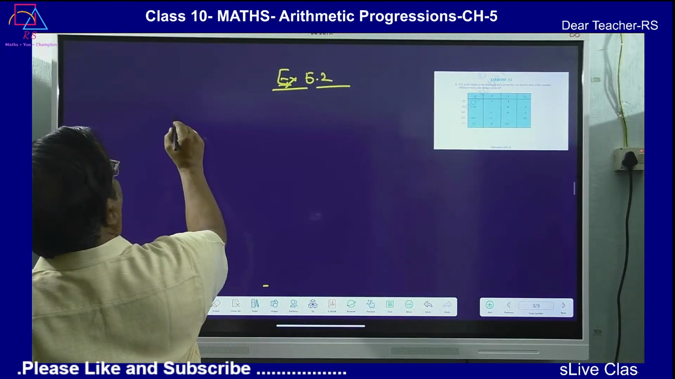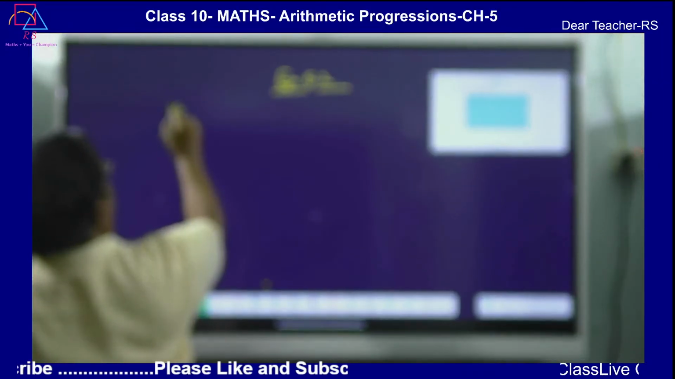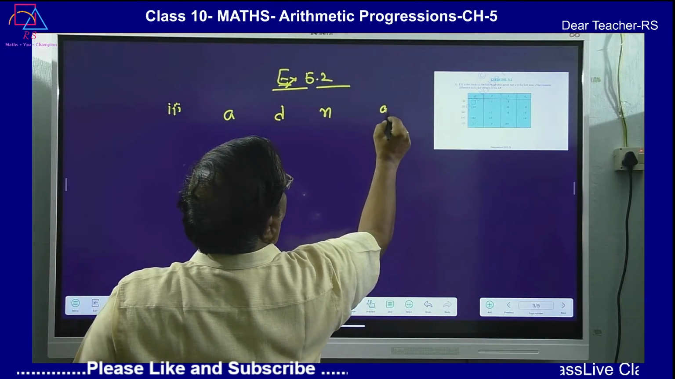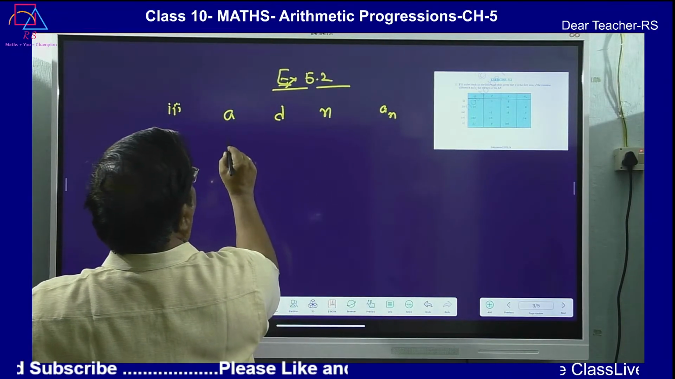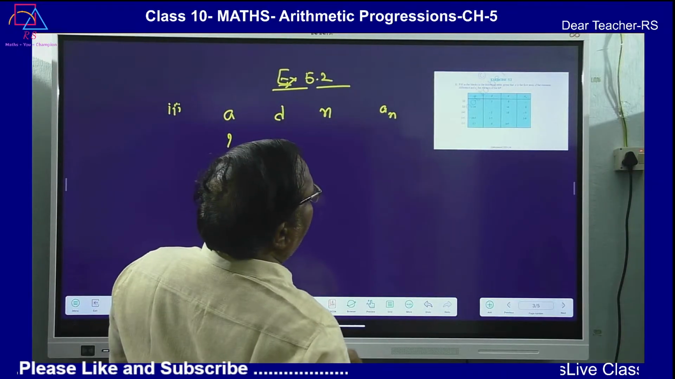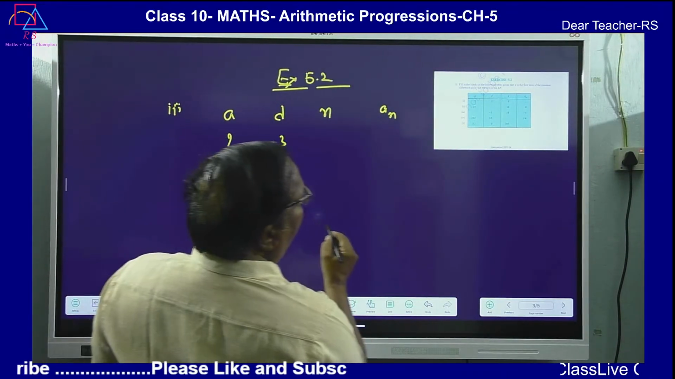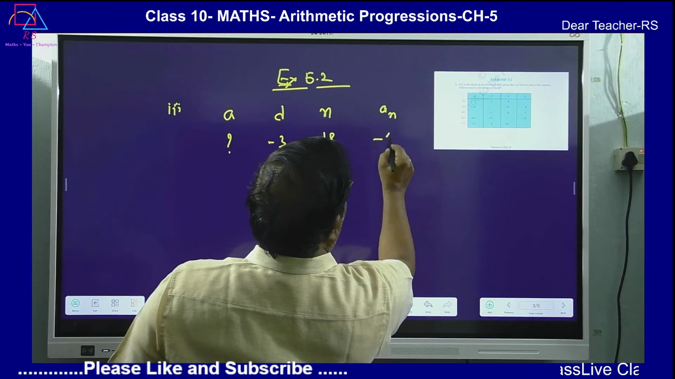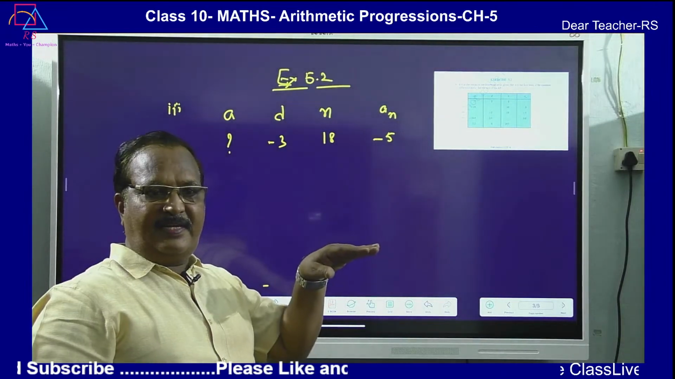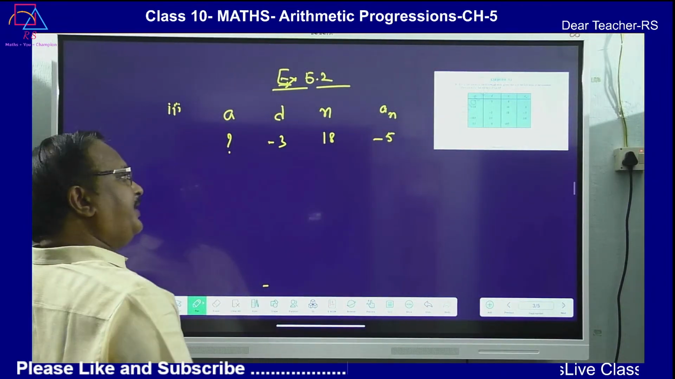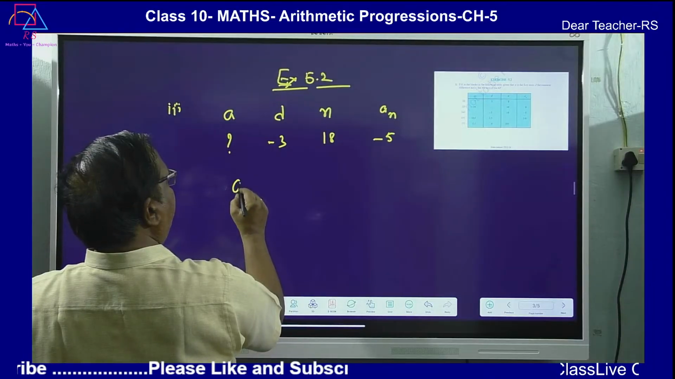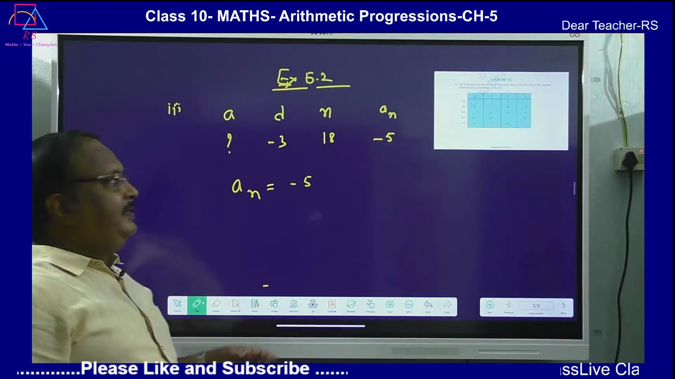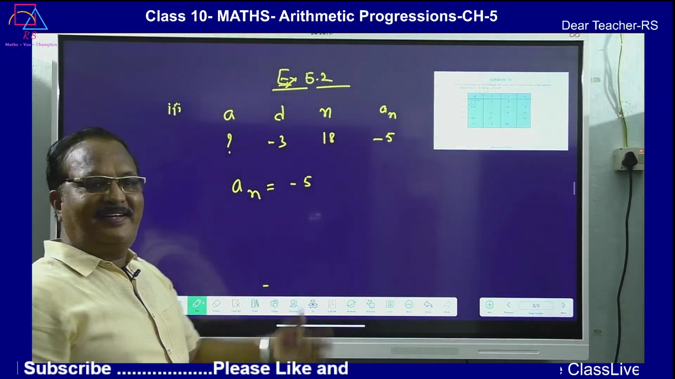Like the third bit, I will do it. So a, d, n and an. Here the question mark is there, dash is there. This is minus 3 and this is 18 and this is minus 5. Rest of the things are given, we have to find out a. An is equal to minus 5. So from this you have to start the work.